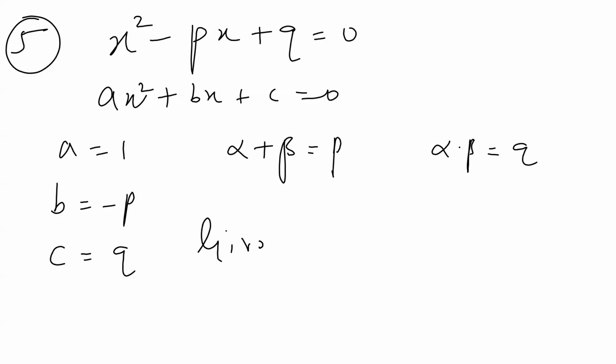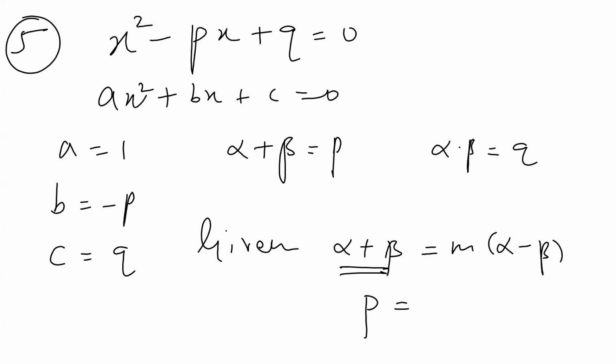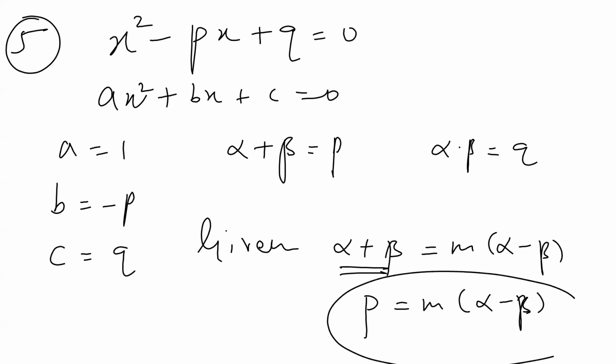And one more condition is given. The sum of the roots is equal to m times their difference, m into alpha minus beta. Now alpha plus beta is p, so p equals m times alpha minus beta. Okay. Now we have arrived at this particular point. Now see, we don't have alpha minus beta in the problem, right? We cannot really find it out. But if you look at the proof, there are many squares over there. Always take a look at the thing which we are supposed to prove.